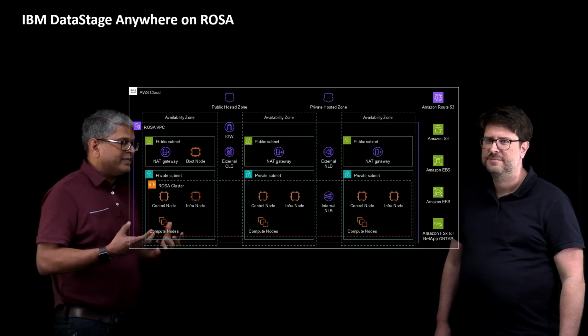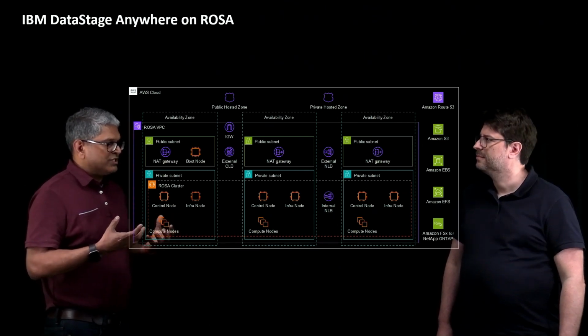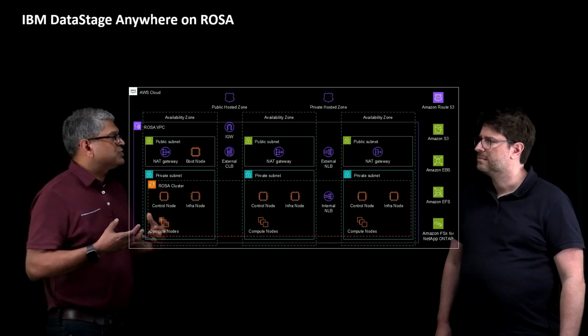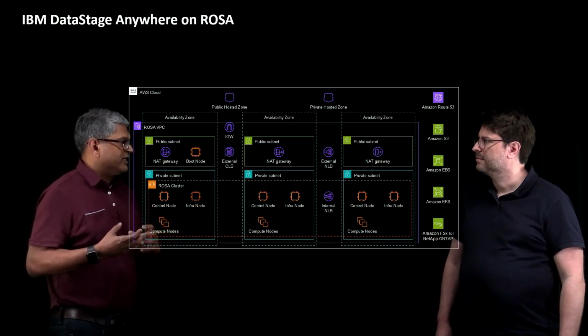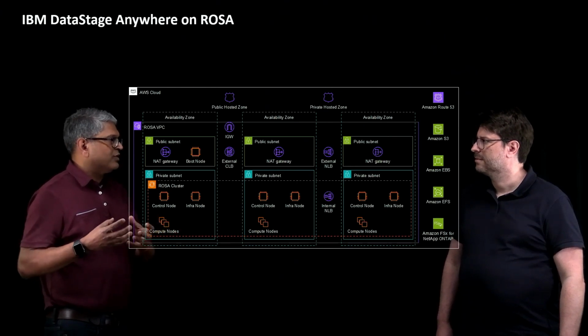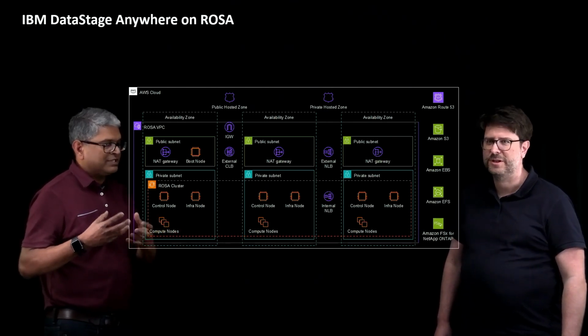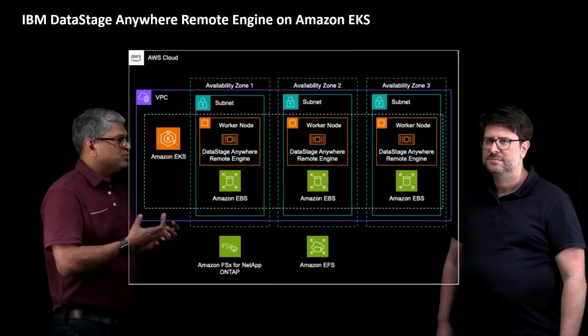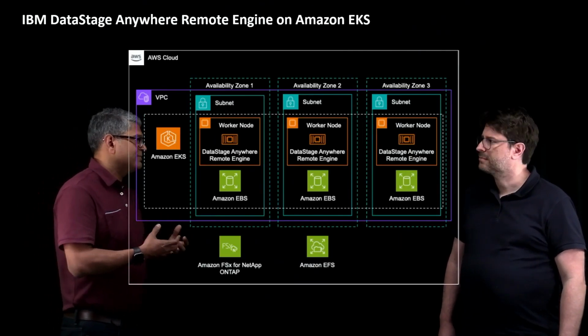The control plane is the canvas, which is a drag and drop visual interface that you use to design the different stages of the workflow of the DataStage job, right? And that's the component that gets installed on Cloud Pak for Data, ROSA. Okay. And then the other component is the remote engine where the actual transformation of the job is happening.